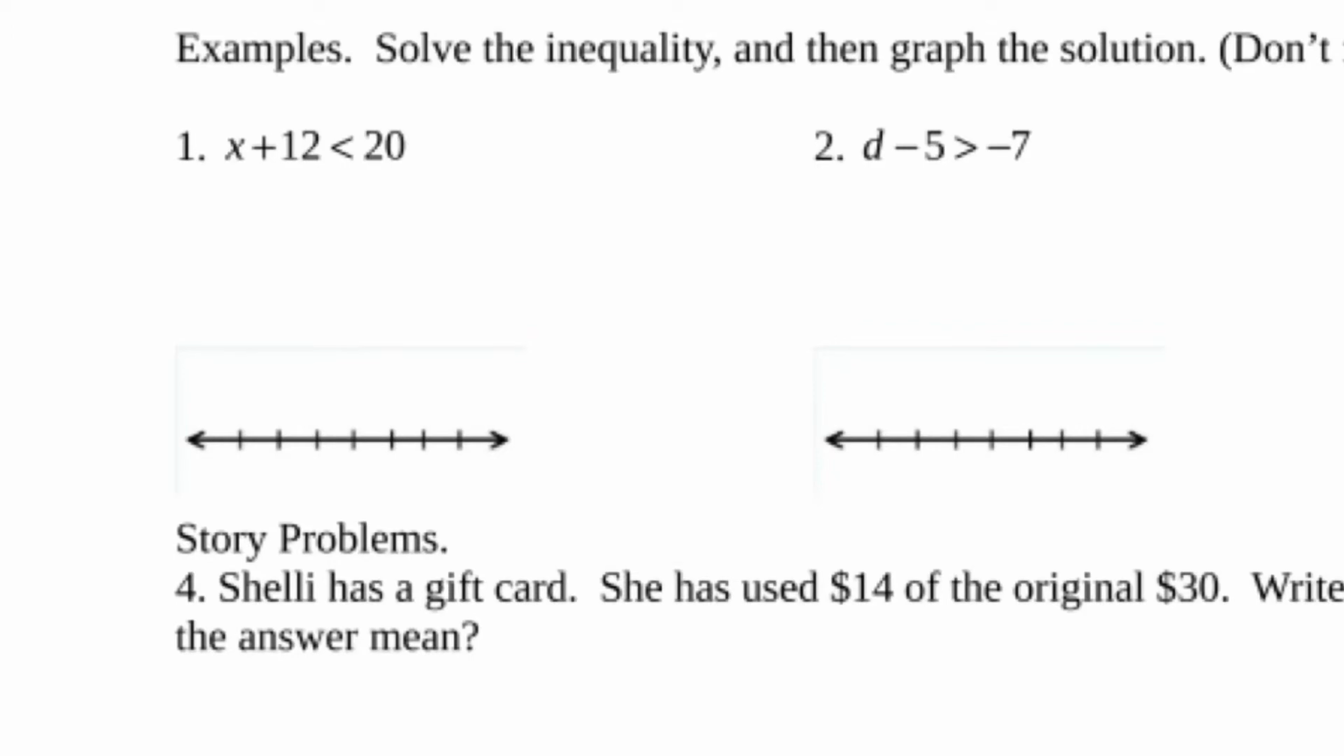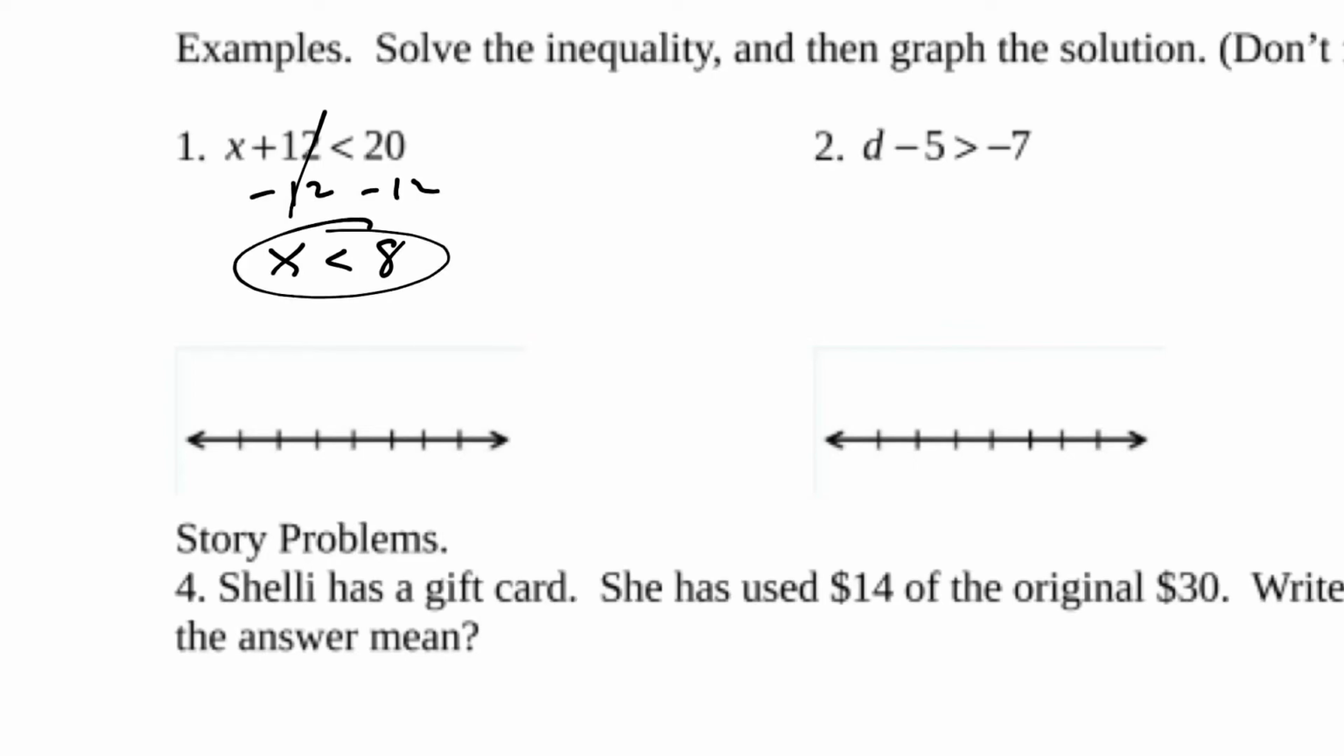Let's solve example number 1. The first thing we want to do is get the x all by itself. So we have to ask ourselves, what is the opposite of adding 12? Well, we would subtract 12 on both sides. And when we do that, these would cancel out and make 0. So all we have on the left-hand side of our inequality is x, and that is going to be less than 20 minus 12, which is 8. So our solution to number 1 is x is less than 8.